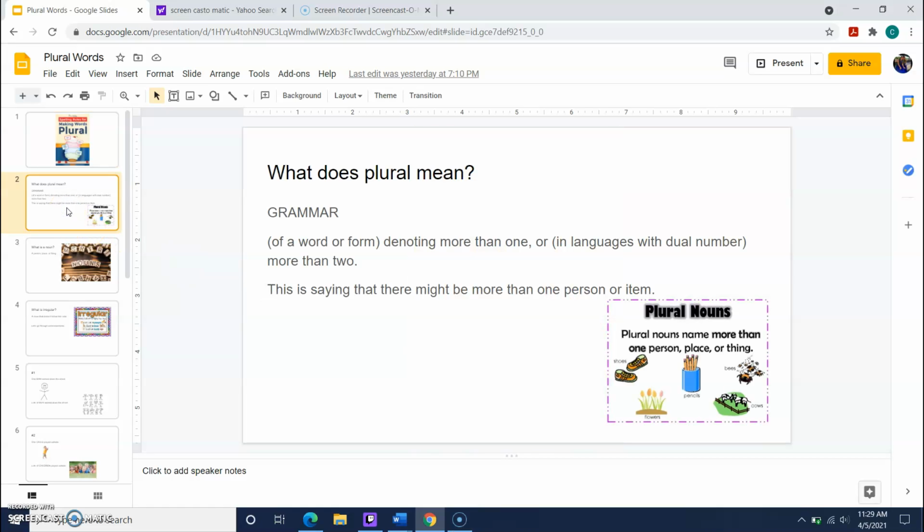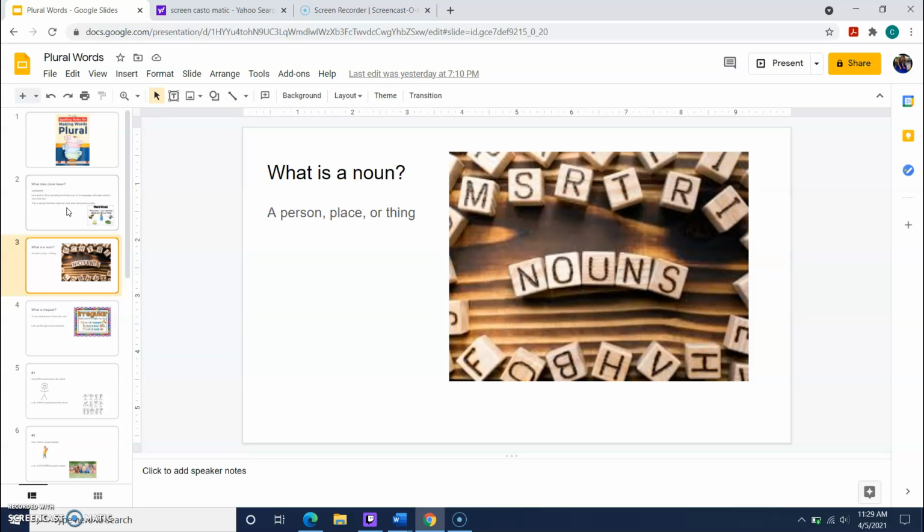All right, so what does plural mean? The official definition of plural would be denoting more than one or more than two. So really that is just saying that there is more than one person or item, okay? All right, so what is a noun, right? A noun is a person, place, or thing. So some examples of a noun would be what? Dogs, cats, people, a remote, computer, everything like that, okay?